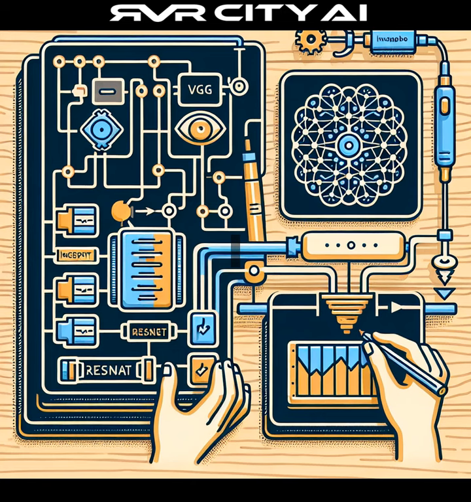Now it's time to build your neural network. You can use a pre-trained model such as VGG, ResNet, or Inception, or you can create your own custom model using TensorFlow's high-level API, Keras. The architecture of your neural network will depend on the complexity of your dataset and the accuracy you want to achieve.